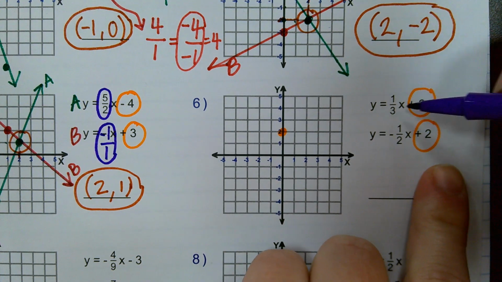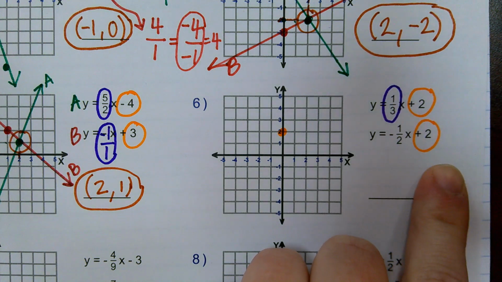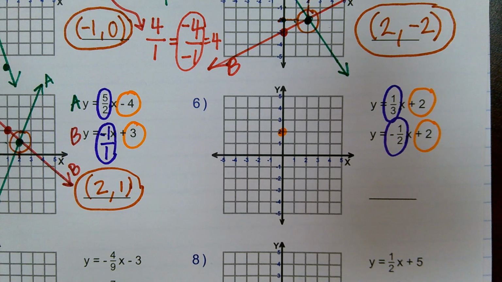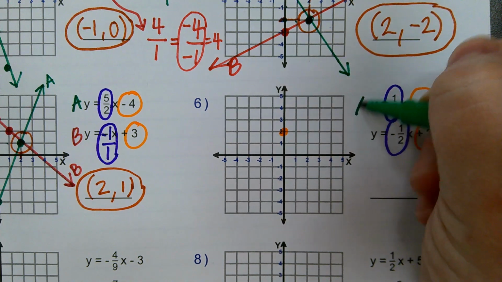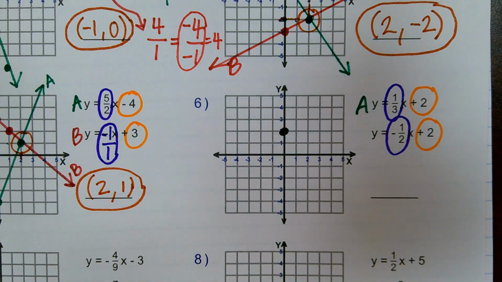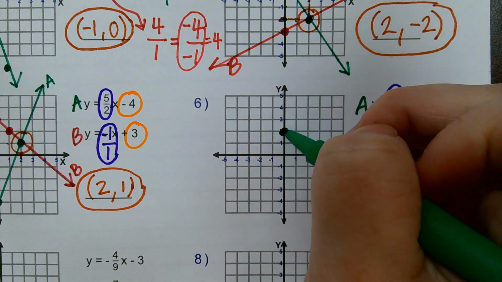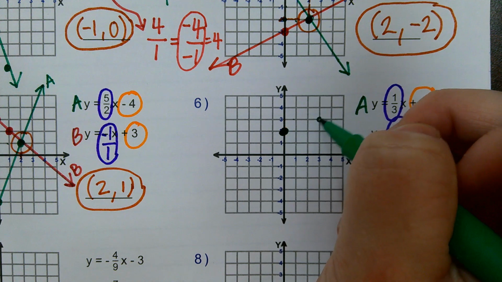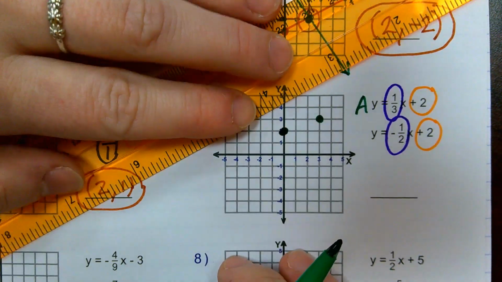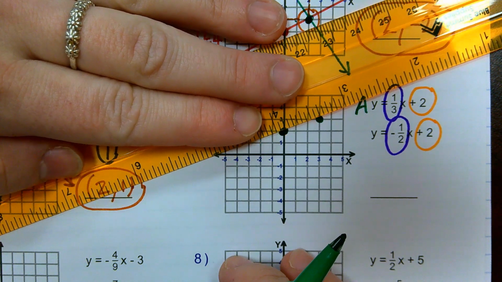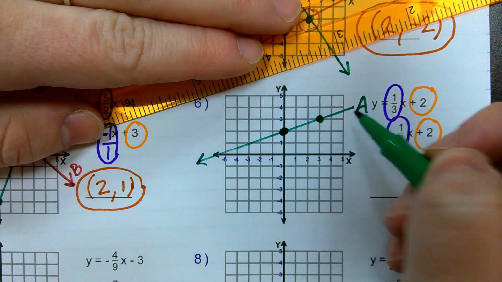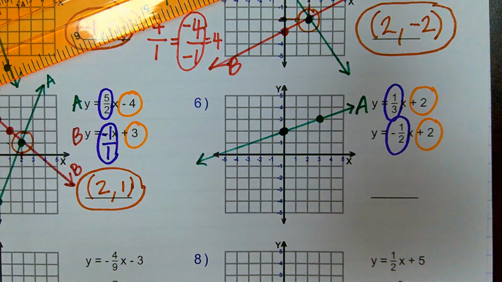What are our slopes? 1 over 3 and negative 1 over 2. Good. So we will do A first. We already know that the starting point is at y equals 2. Up 1 over 3. Good. Up 1 over 1, 2, 3. Perfect. There's our A. Makes more sense when we do it together. So isn't the solution 0, 2? Yes, it is.